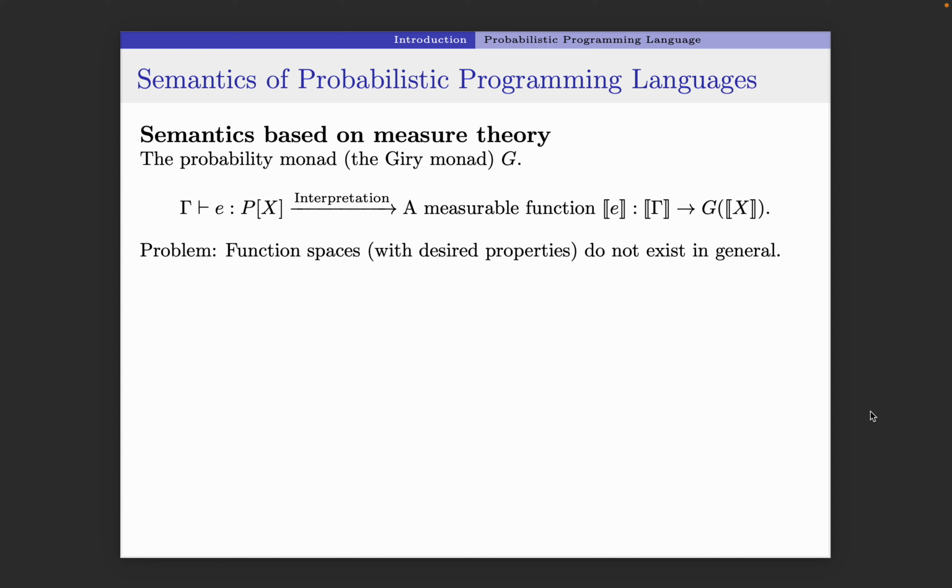The standard semantics of probabilistic programming languages is based on measure theory. Probabilistic computations are captured by the probability monad, called the Giry monad G. In the semantics, programs are interpreted as measurable functions from its context to its type. If we want to apply this semantics to higher order languages, there is a critical problem. Function spaces with desired properties do not exist in general.